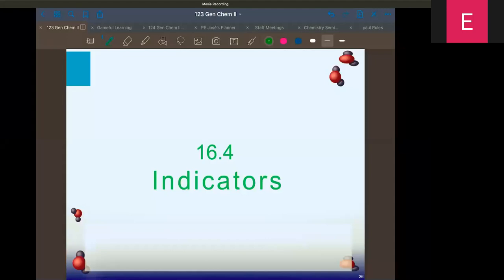Okay, so this is the section on indicators. Indicators themselves are acids and bases that react with the hydronium ions and the hydroxyl ions that are present in solution. Therefore, when they react, they form new substances, and the new substances happen to have different colors. So at a certain pH, the indicator is going to change colors, and that's because it's being protonated or deprotonated.